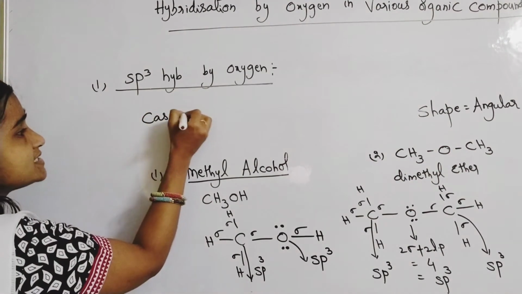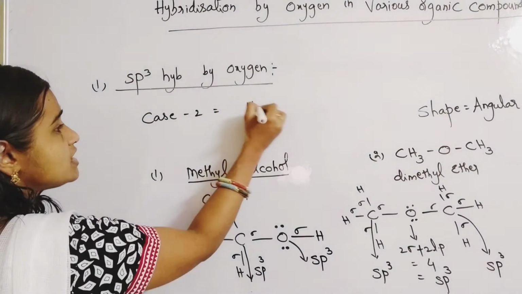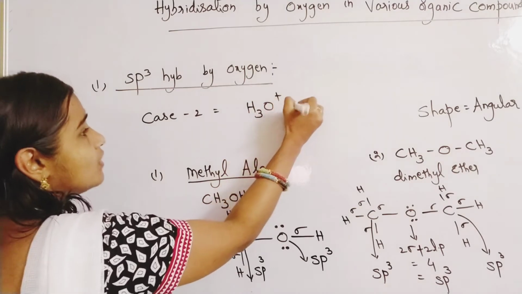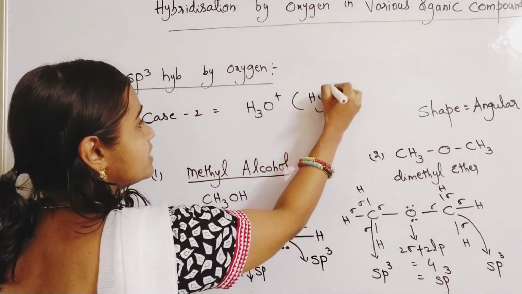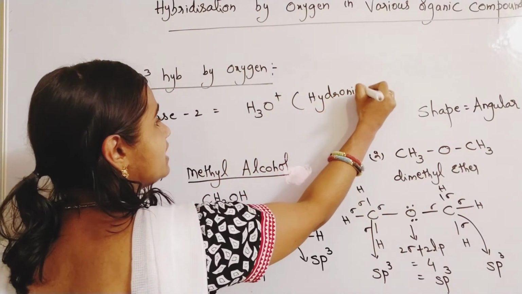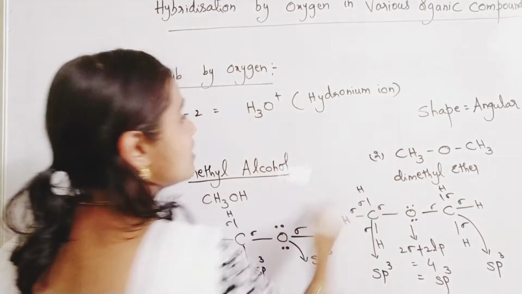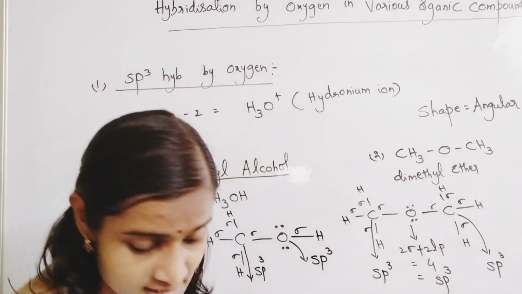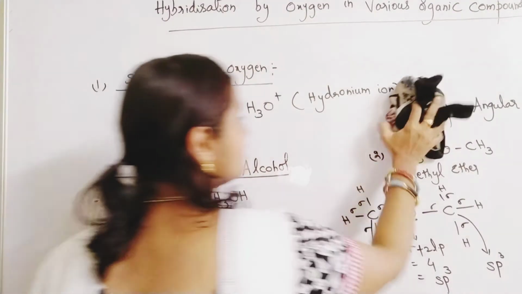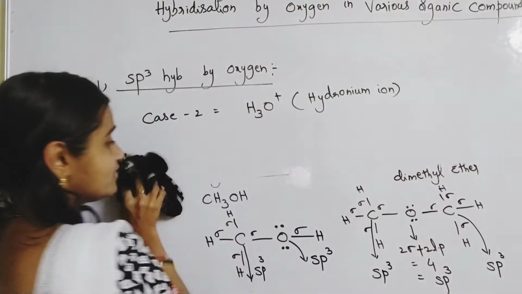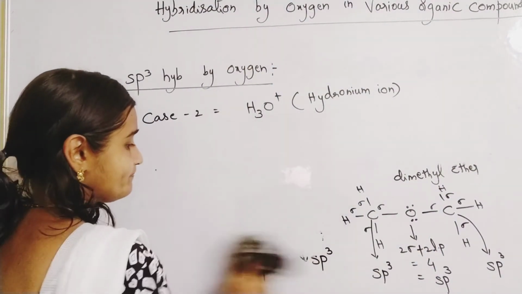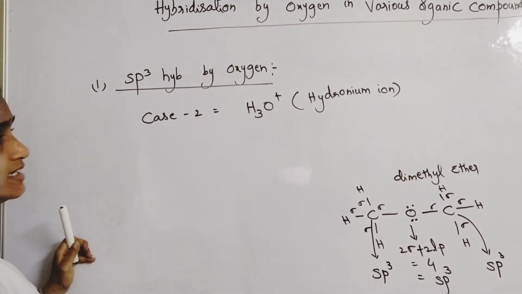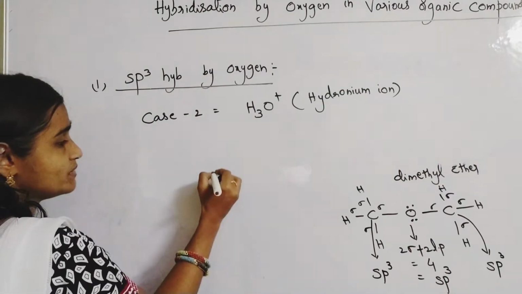Now the same sp3 hybridization can be exhibited by oxygen in case 2. The best example for that is the H3O+ ion. What is this? Hydronium ion. Now in the hydronium ion, oxygen undergoes sp3 hybridization but in a different way. Okay, so what way is it? Let us see. Let us learn about the hydronium ion.